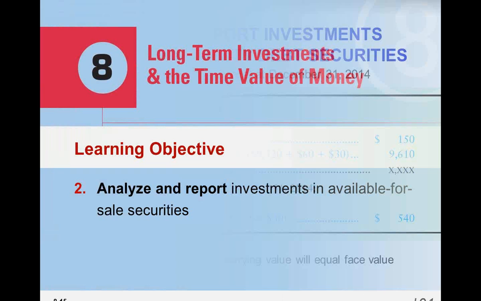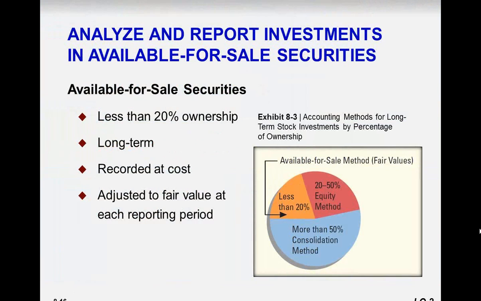To report investments in available for sale securities, keep in mind that depending on how much we own is how it's reported. So if we own less than 20%, we report that as available for sale. We look at their fair values or fair market values and record them.